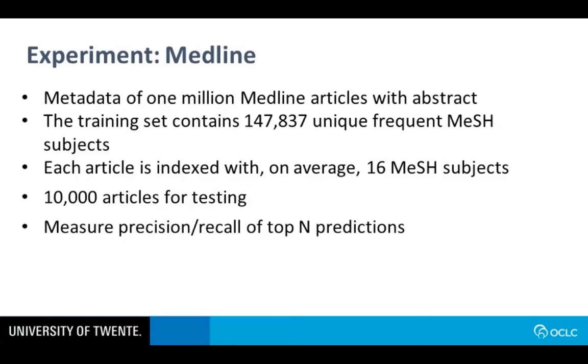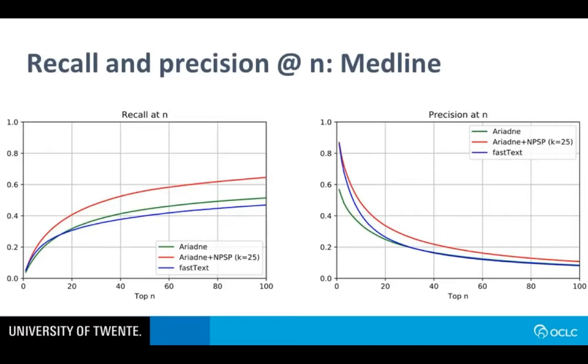Since everything is ranked by the similarity, we can measure precision and recall in terms of top 10, top 20, up to top 100. So we have the results plotted here. Ariadne is the naive similarity-based prediction. Plus NPSP is the neighborhood-based method, the non-parametric one. You look at the 25 most similar documents in the data set and use them to get your own subjects. FastText is a multi-class classifier developed by Facebook, doing almost the same job. As you can see, the clear winner is basically this neighborhood-based method. It really gives you good coverage and precision, even at the lower rank.